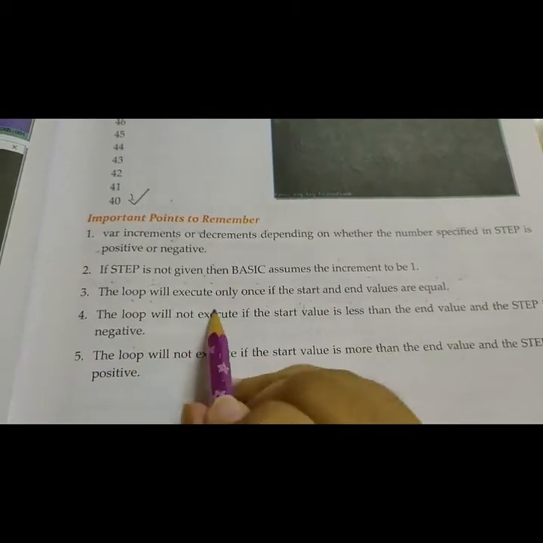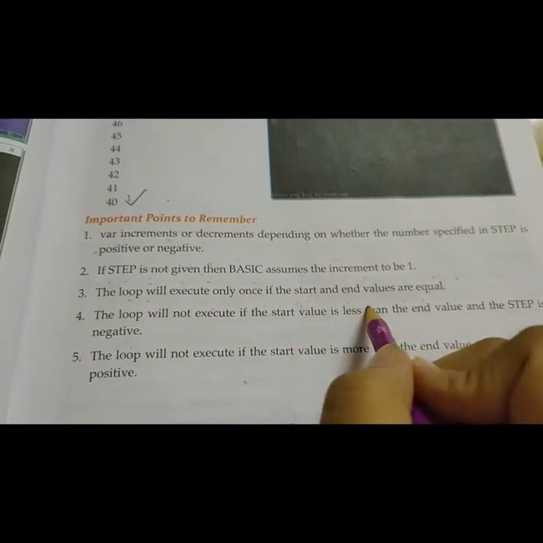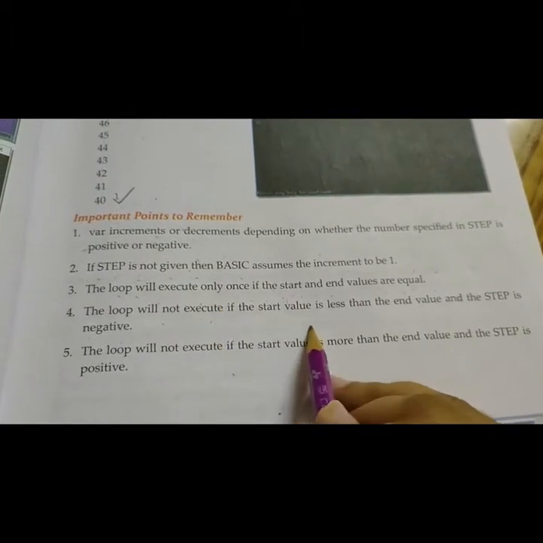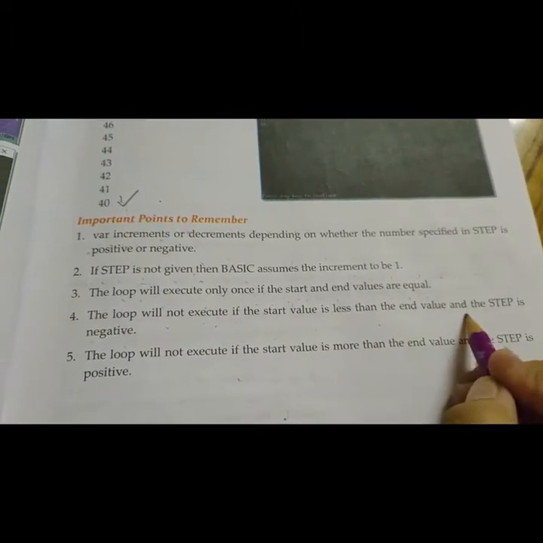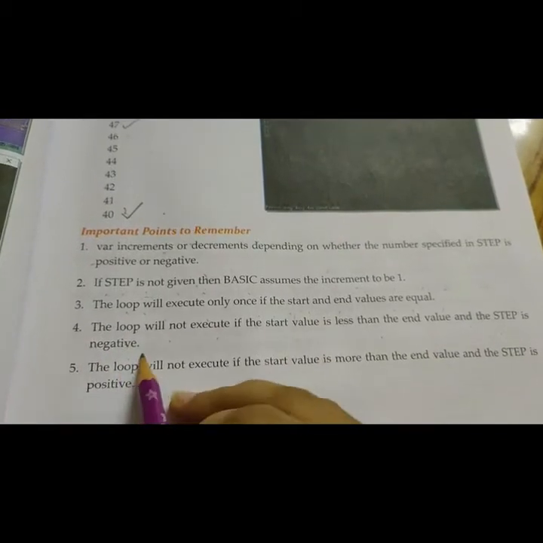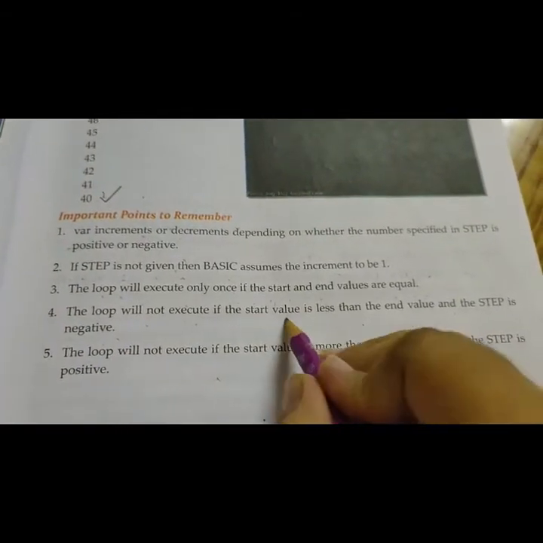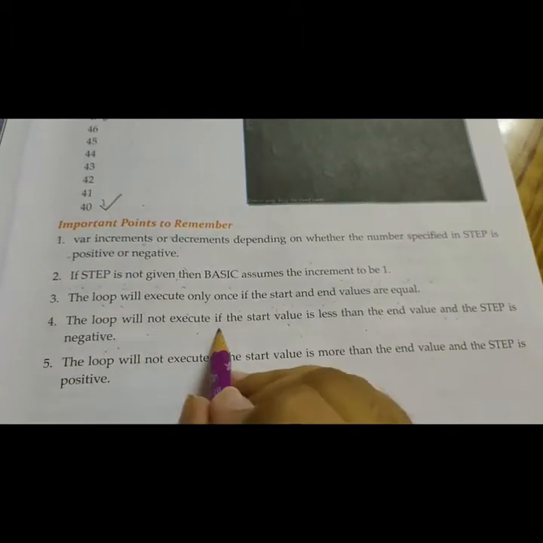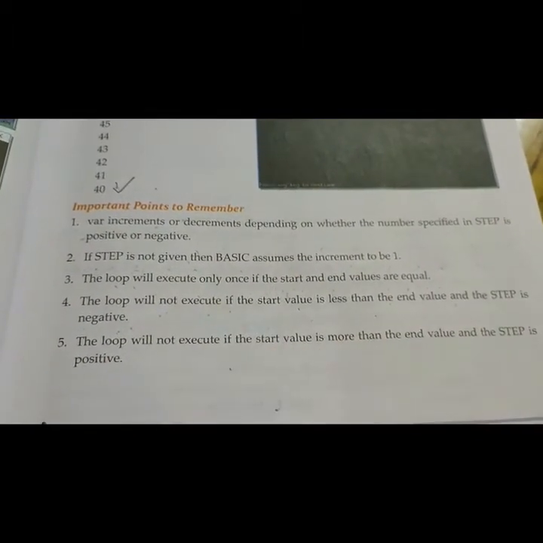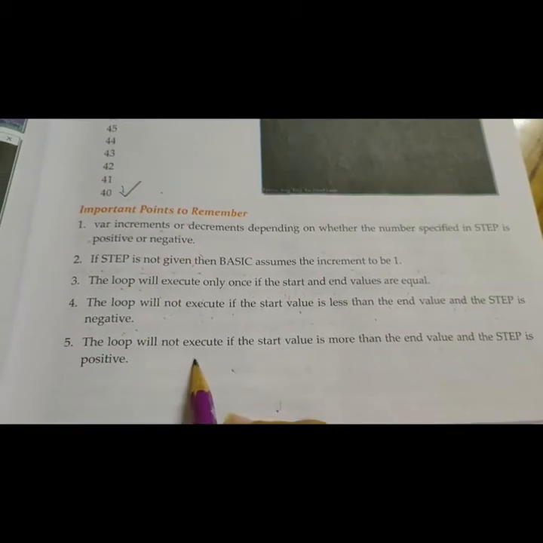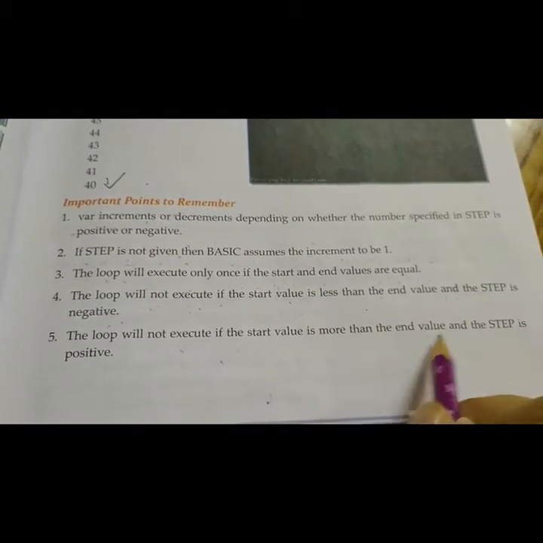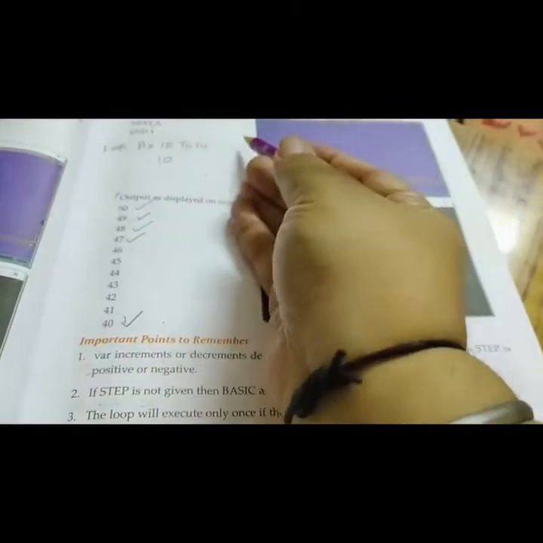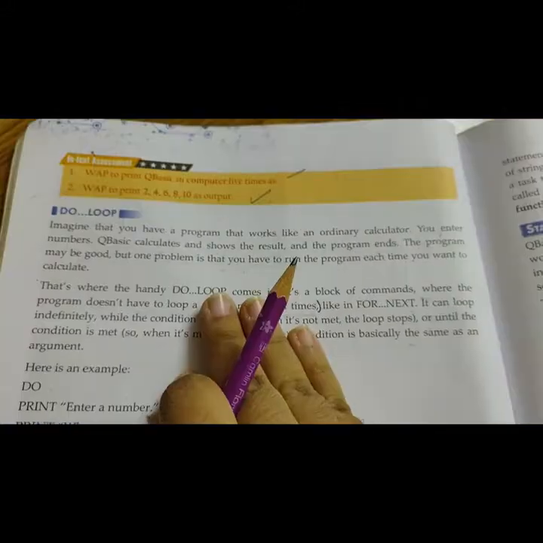If the loop is executing, we have to mention the starting value and ending value. The loop will not execute if the start value is less than the end value and the step is negative. It means it is a wrong program. The loop will also not execute if the start value is more than the end value and the step is positive, and that is also wrong. We saw this in examples.